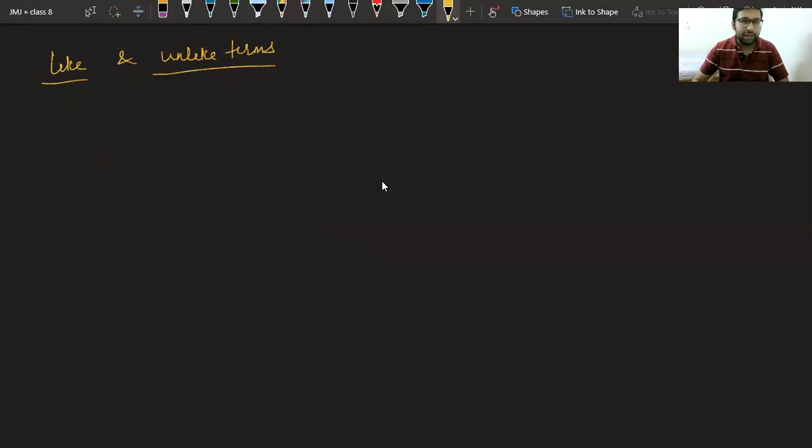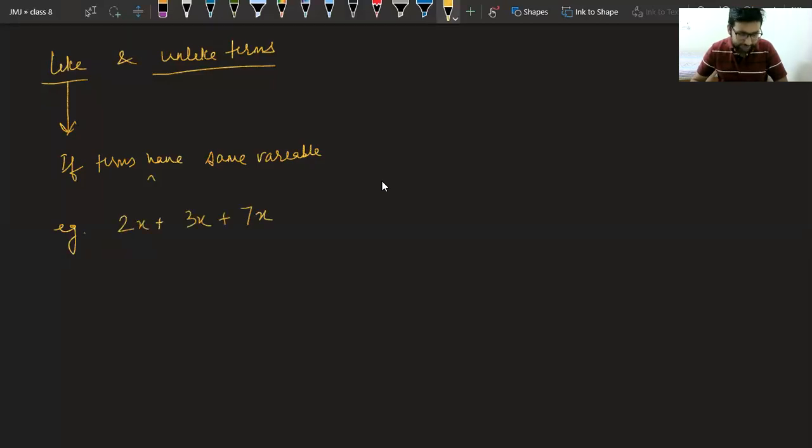Now, like and unlike terms. Tell me what algebraic expressions are known as like terms. If terms have the same variable. We all know if someone gives you 2x plus 3x plus 7x, we can add this, class. What is the answer? Because they are like terms, they have the same variable, we can say the answer is 12x.